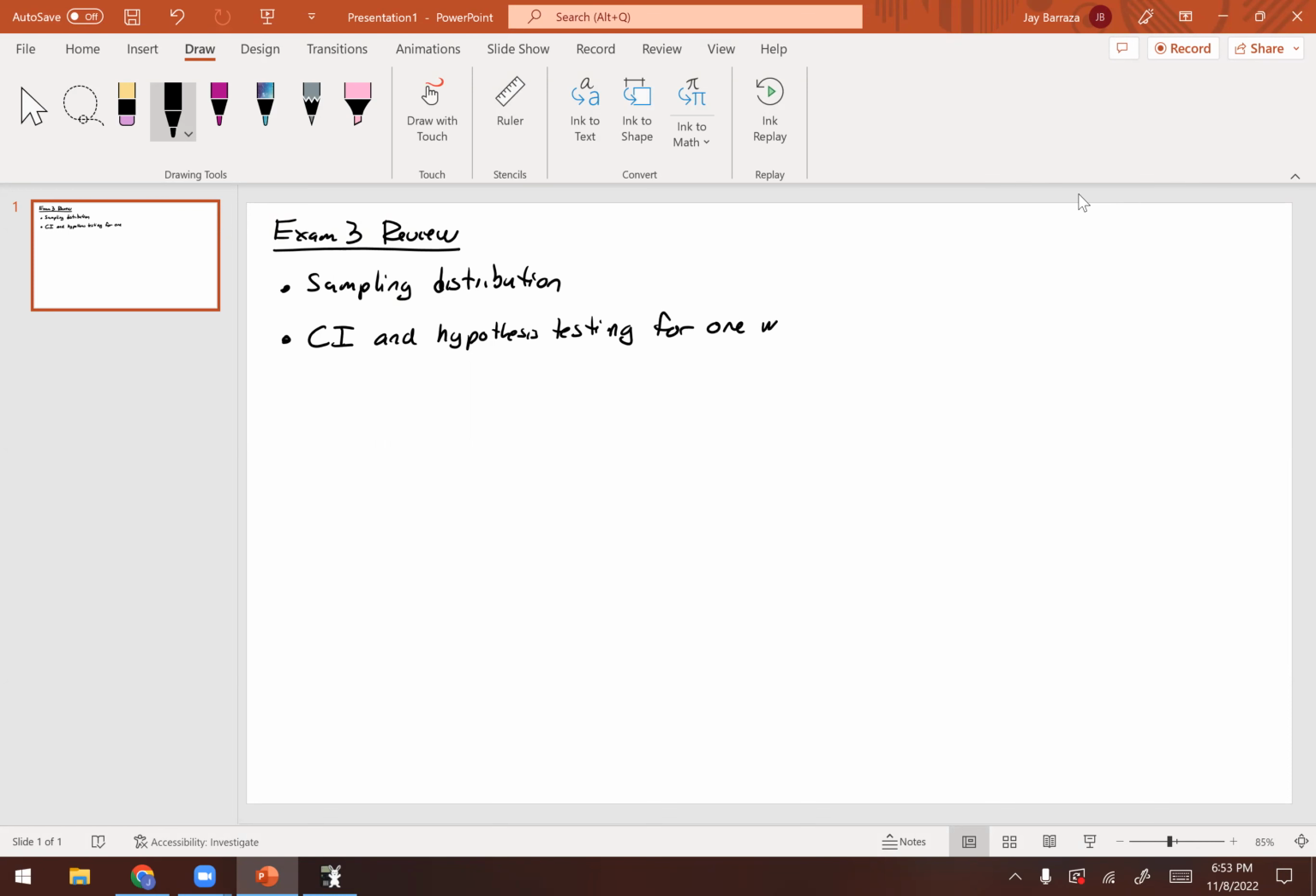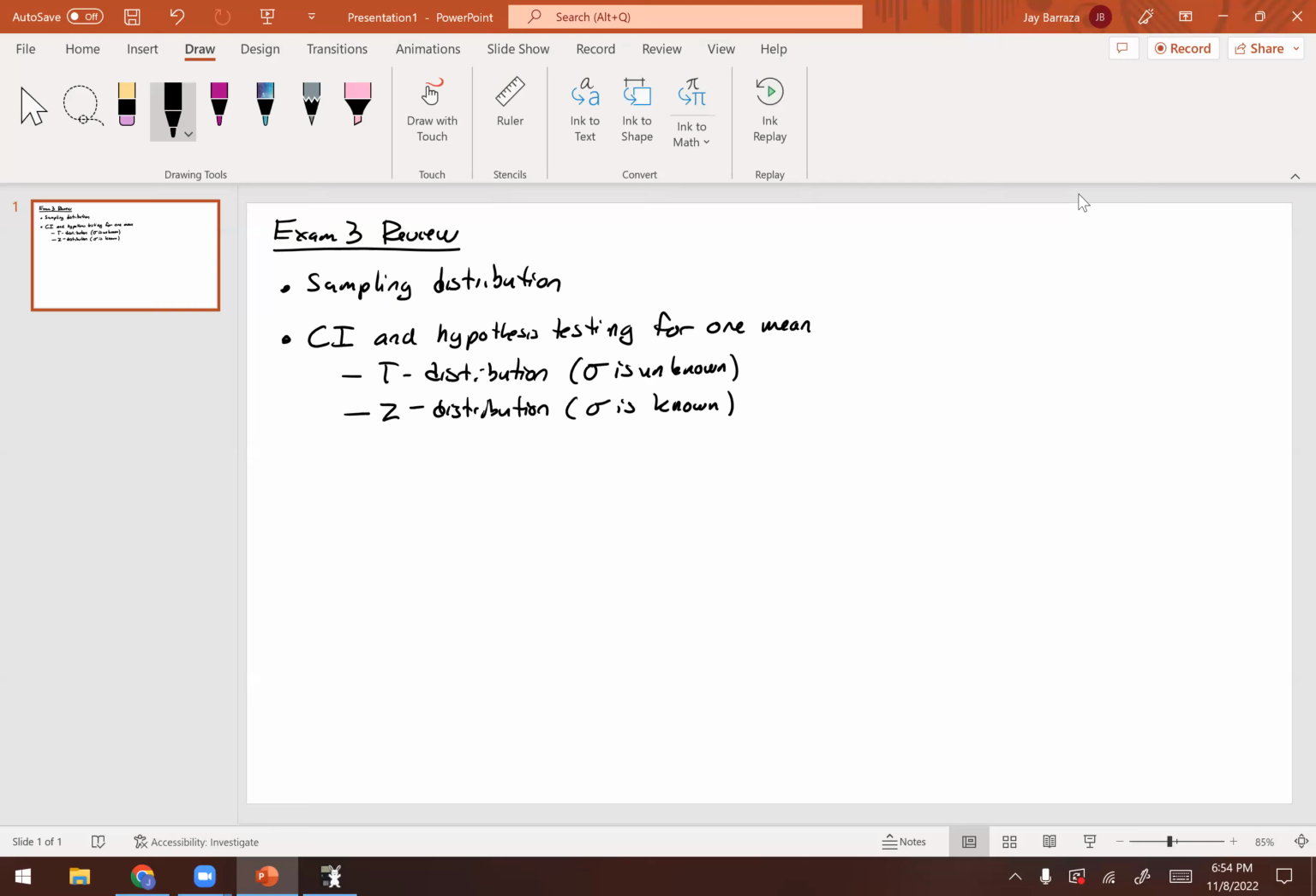For one mean. And so really that boils down to the t-distribution and the z-distribution, right? So how do I know which one it is? Sigma is unknown, and then sigma is known. I always tell students, when in doubt, use the t-distribution. That one's always the safer one, right?